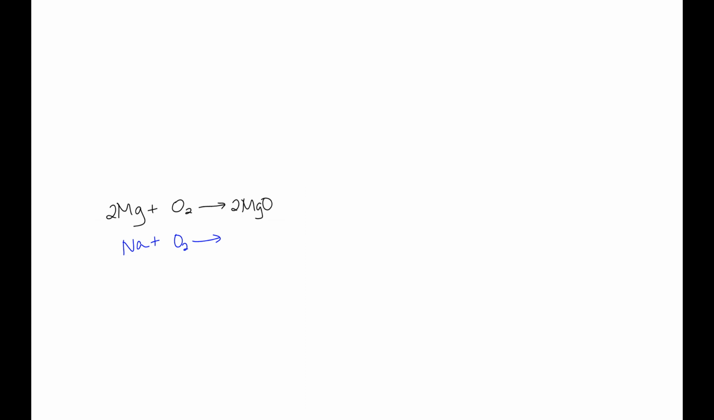Well, once again, I know sodium has a +1 charge and oxygen has a -2. So when it combines, it's going to be Na2O. Okay, and then we're going to have to balance it. So we have 2 oxygens, 2 and 4.